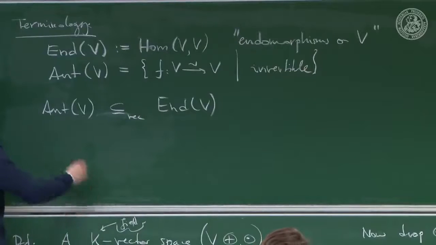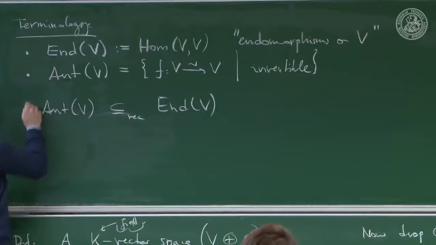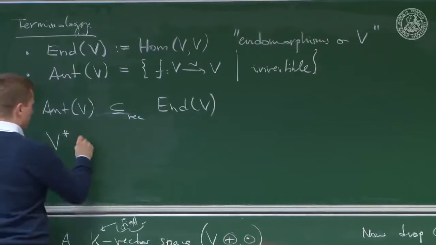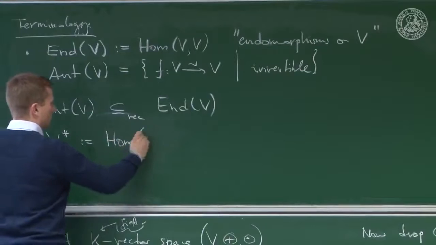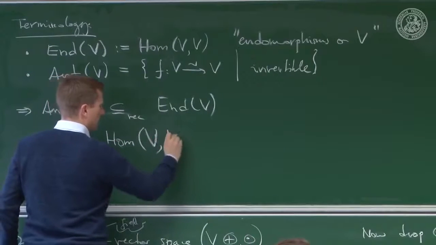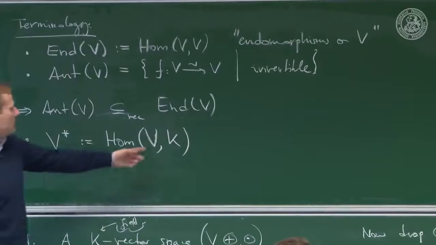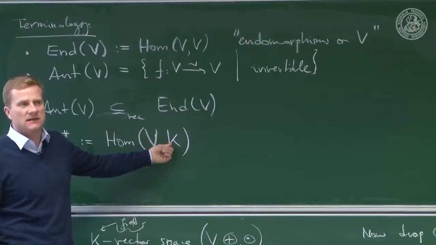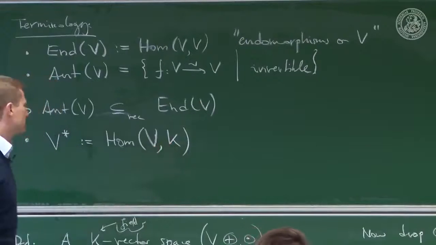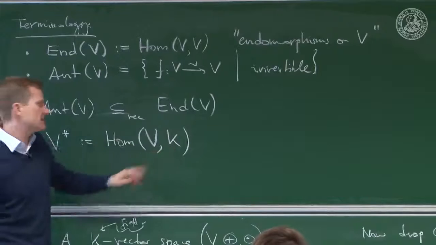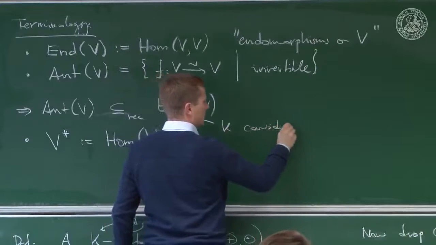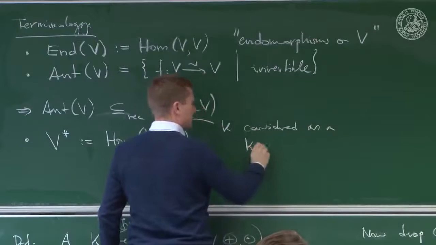And then there is one very special one, that's another, follows this. And then there's yet another one, and that's V star. And V star is defined as Hom V, K. Now, the underlying field K is, of course, a K vector space in itself. It's a K vector space in itself, hence this makes sense. So here, K is considered as a K vector space.